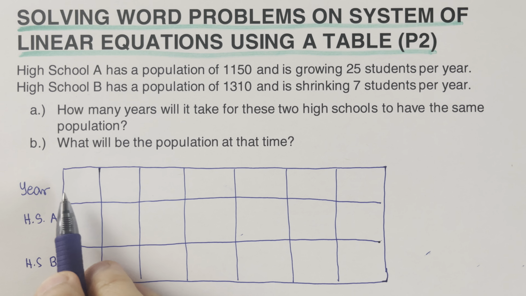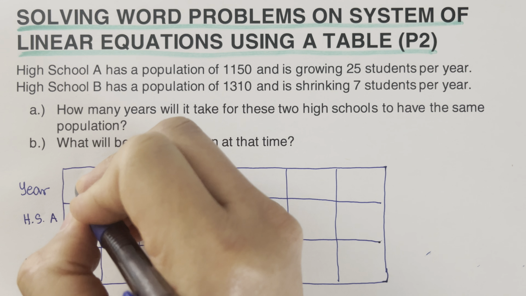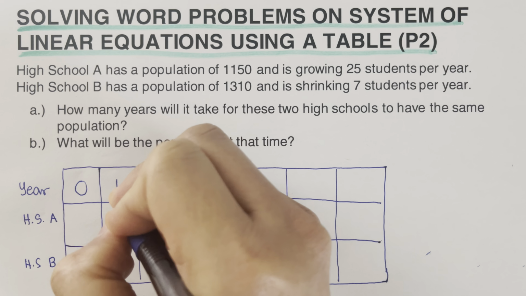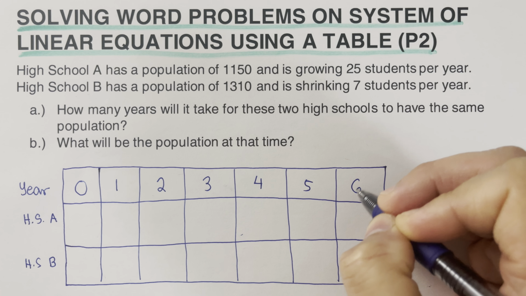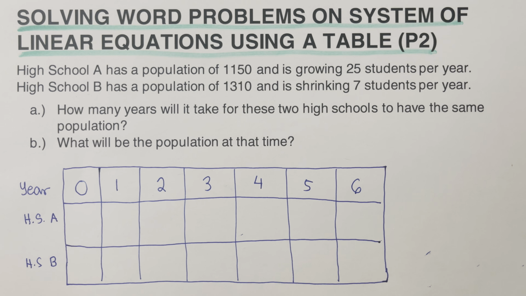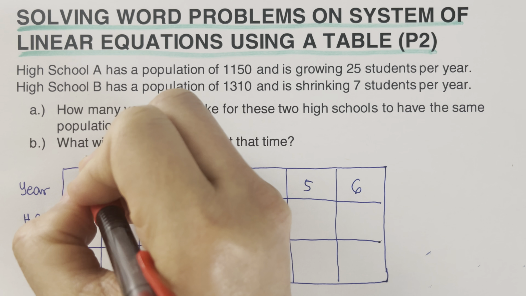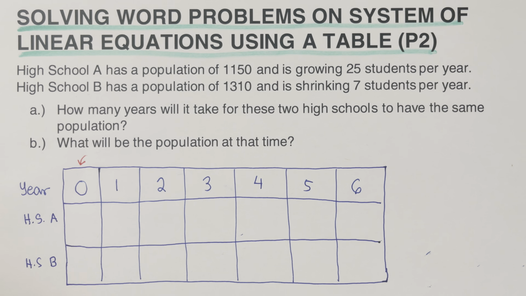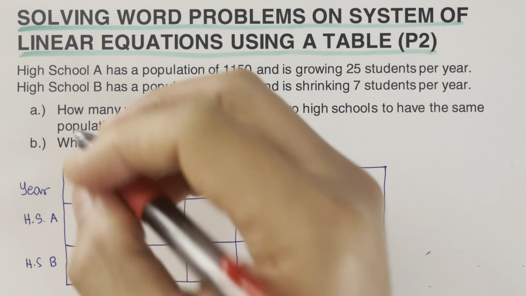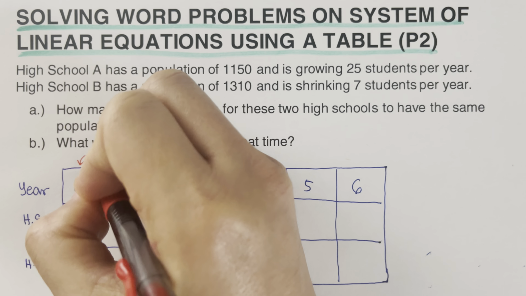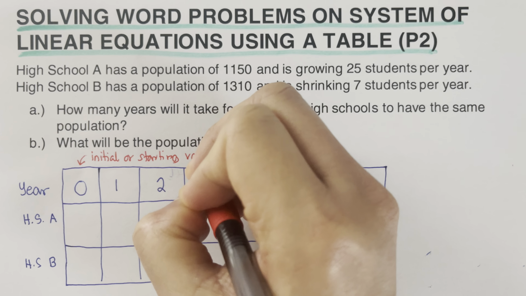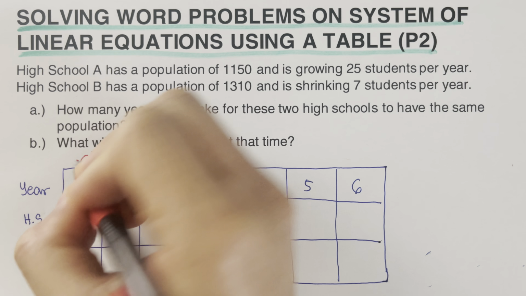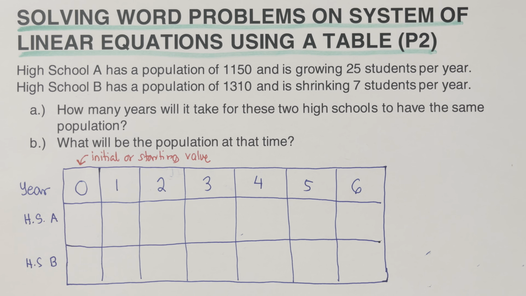Now we are going to label the year first. So we're going to start with 0. And then that goes 1, 2, 3, 4, 5, and 6. And then we remember that this 0 right here is the initial or the starting value. So I'm just going to label that right here. So again, the initial or starting value is the 0. Now let's go over the problem again.